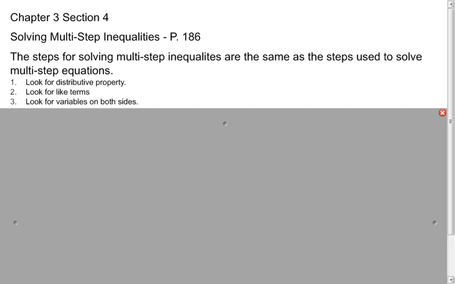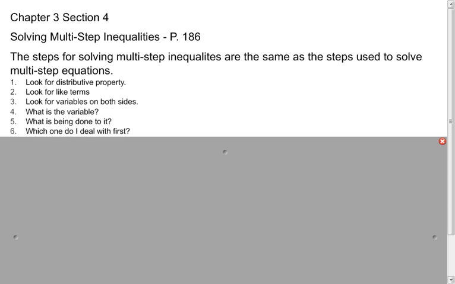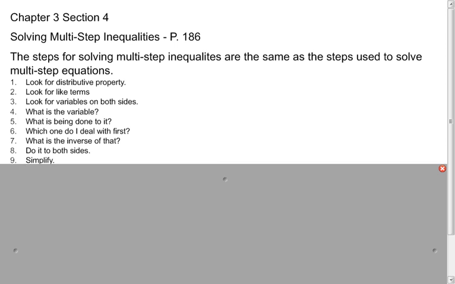First, look for the distributive property. See if there's any like terms that you can combine. Look for variables on both sides and try to get rid of one of them. Then after that, what's the variable? What's being done to it? Which one of those things do I deal with first? What's the inverse of that? Do that to both sides and simplify.